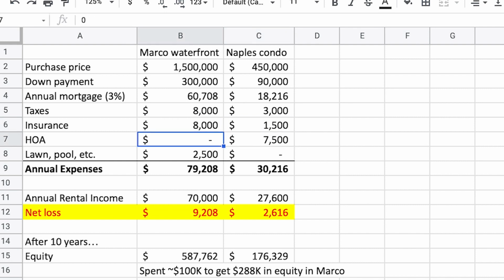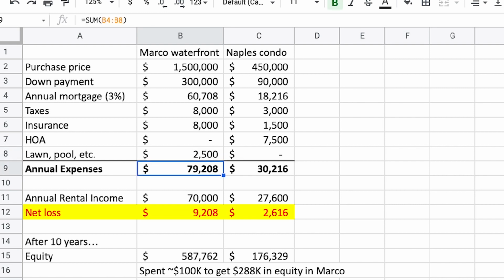Your HOA, which you won't have on Marco, but you will have in the Naples condo. This might be toward the higher end, but certainly in the mid-range, if not at the higher end of that mid-range for many condos here in Naples. The trade-off of not having an HOA is you do have to take care of the lawn, pool, etc. on Marco on your own. You won't have any of those maintenance costs here in Naples.